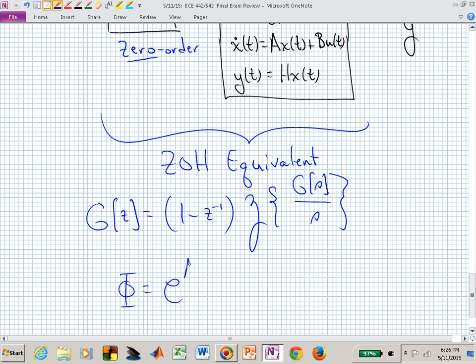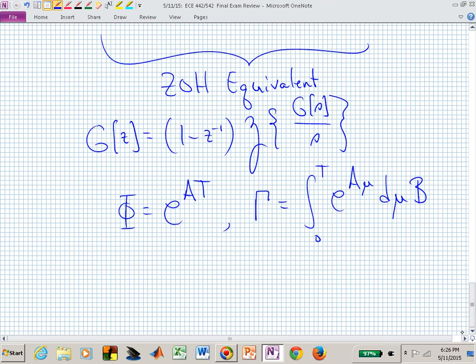Phi is now just e to the A T. It's a matrix exponential. You don't take every element in your A matrix to the exponential power. You now have to find this matrix exponential, which a lot of times if you're doing it by hand is this Laplace transform notion. And the gamma, the input matrix in your state space representation for discrete time, is the integral from 0 to capital T of e to the A mu d mu, times B. That's one set of discrete equivalents.